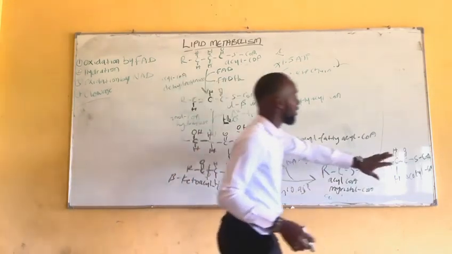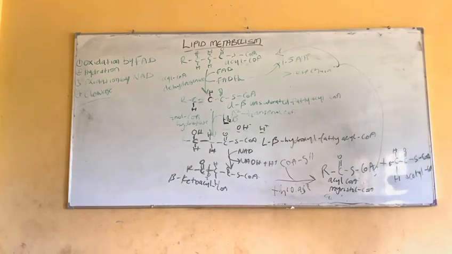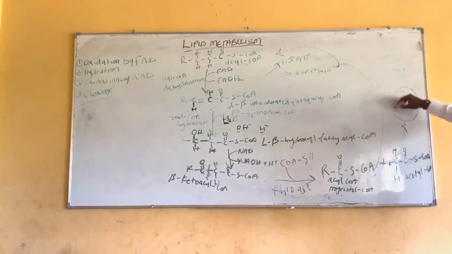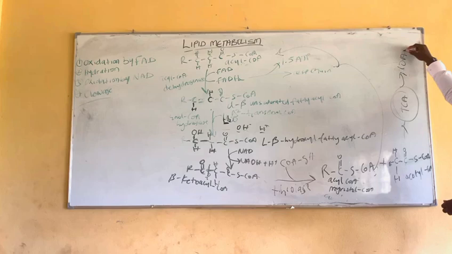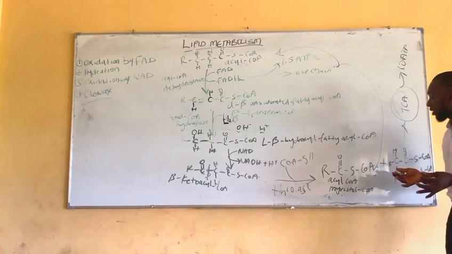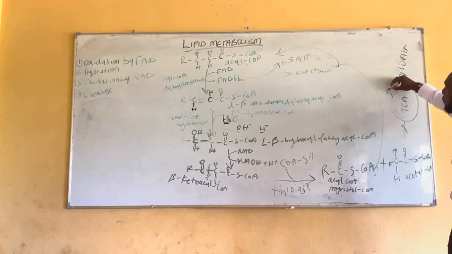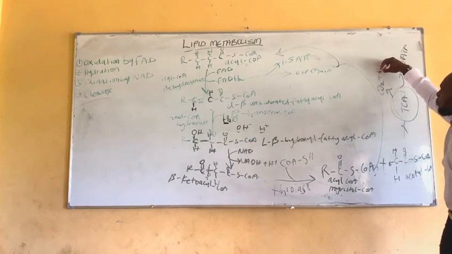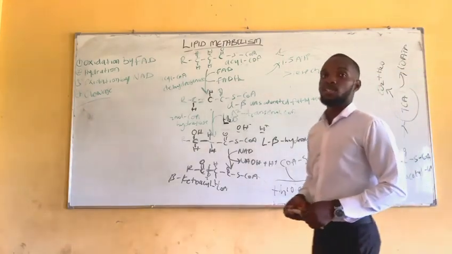So this acetyl-CoA right now, it has 2 fates. It can enter the citric acid cycle, a cycle like this. This is the TCA cycle, the citric acid cycle, where it will generate 10 ATP, with the release of CO2 plus H2O. Or it can also go on to form ketone bodies in the liver.